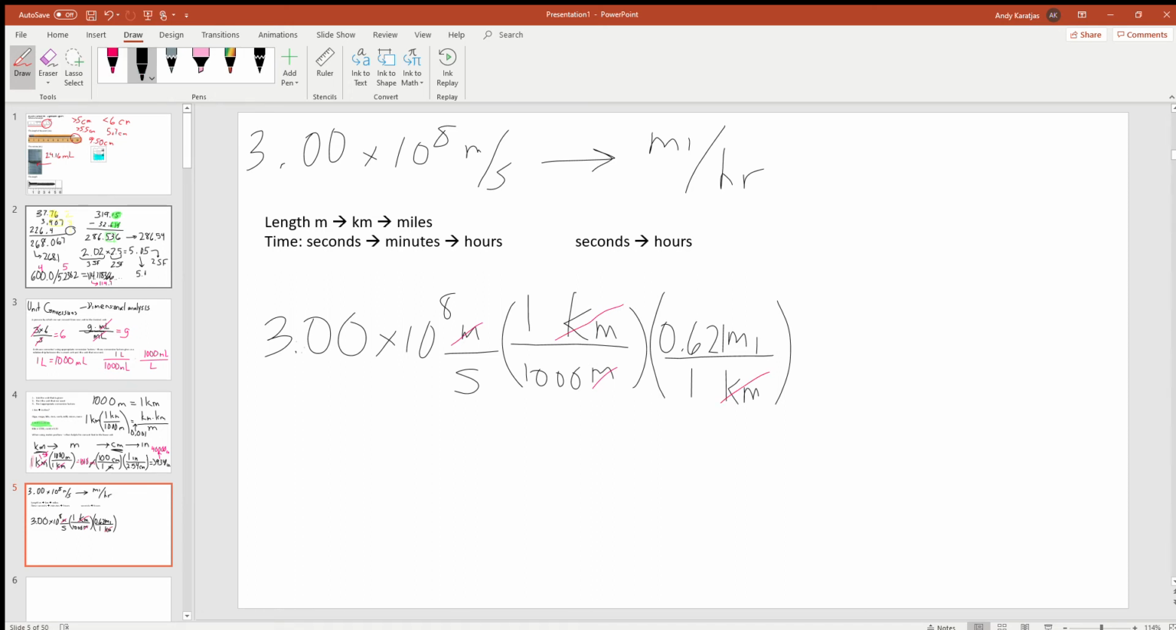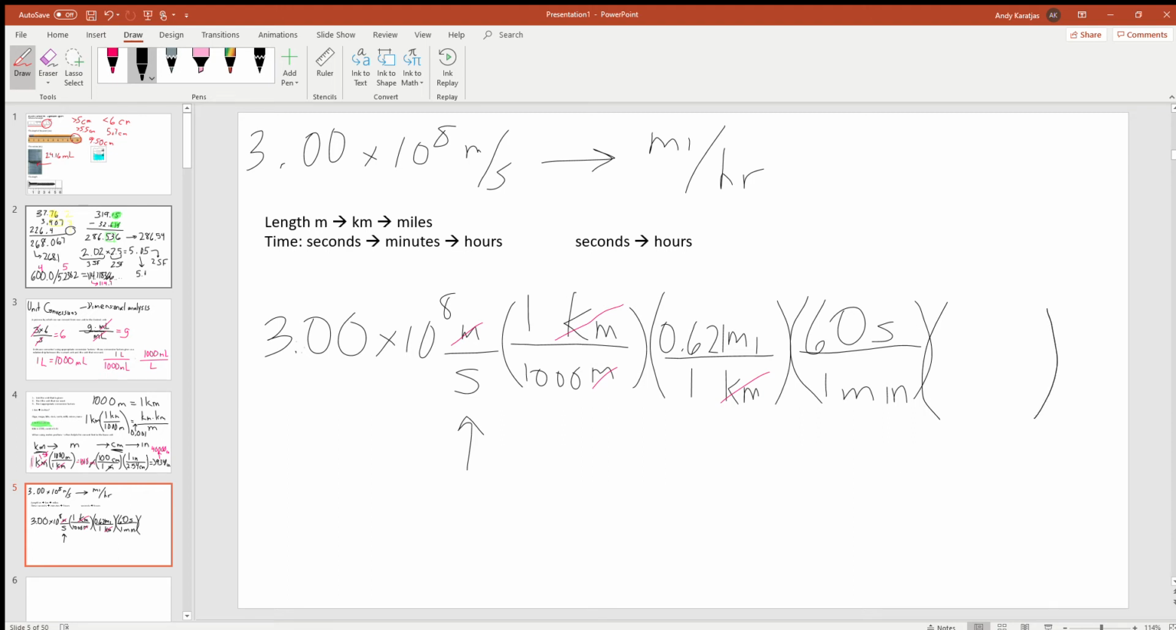Now we need to do our time conversions. As we said above, we're going to go from seconds to minutes, minutes to hours. Now we know the number of seconds in 1 minute is 60. So 60 seconds is equal to 1 minute. But where do we need to put each unit? What's different here is the unit that we're trying to get rid of, seconds, is already on the bottom. So to get rid of seconds, we need it to be on top. So 60 seconds over 1 minute.